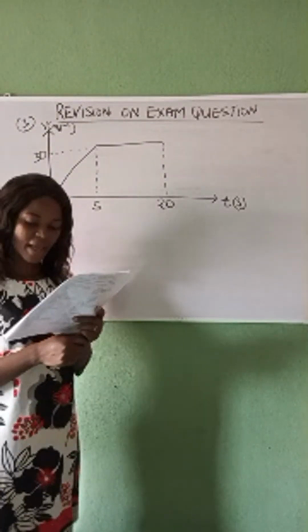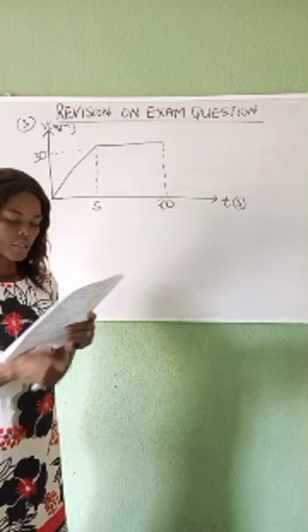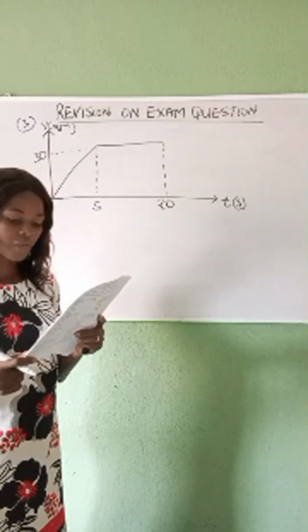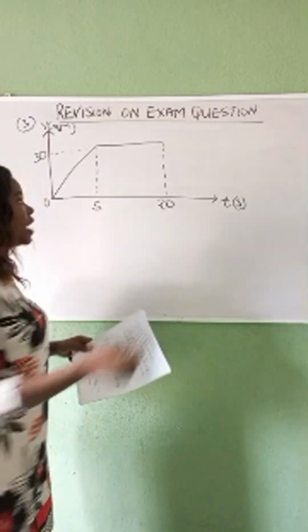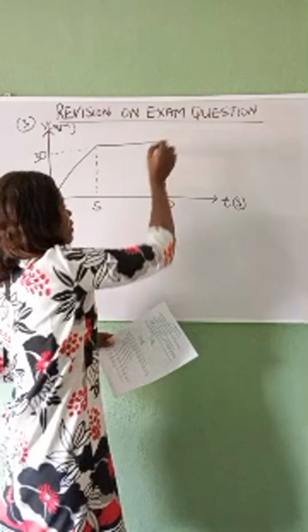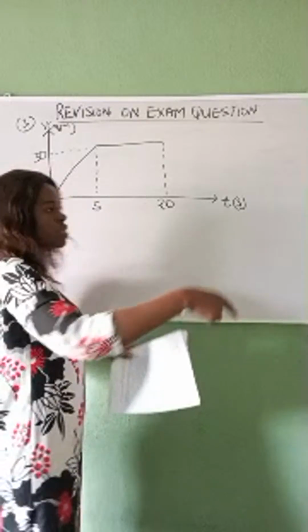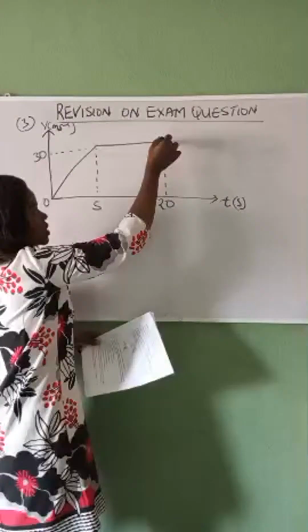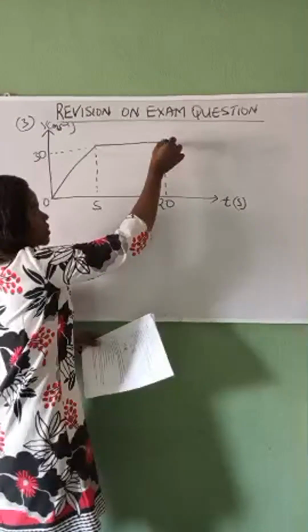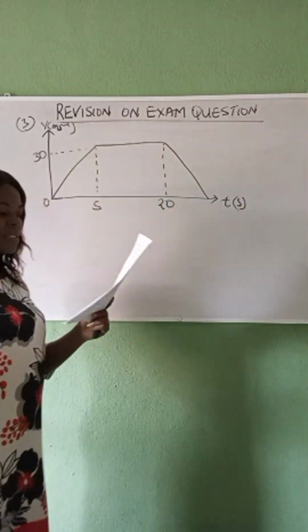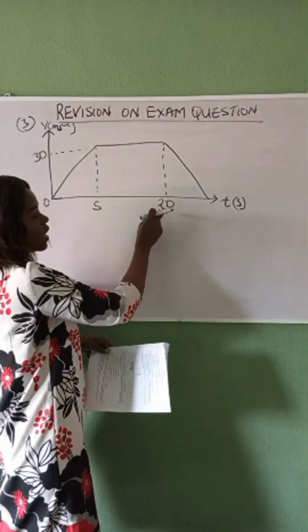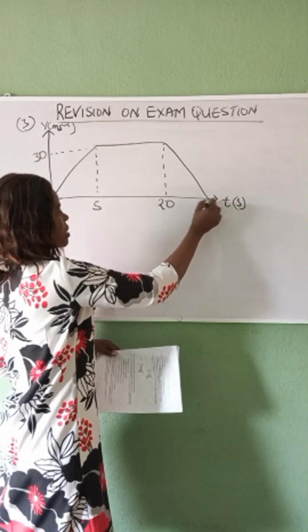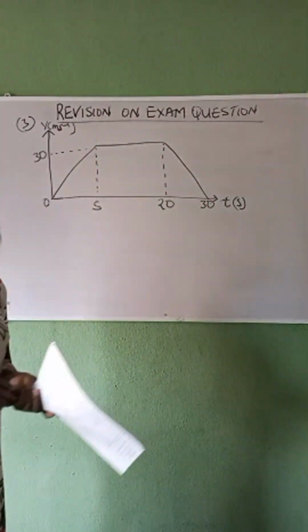It then travels with uniform velocity for 15 seconds before decelerating to rest in 10 seconds. Now it goes down to rest from here. Rest means going down to 0. In how many seconds? In 10 seconds. Now 10 plus 20 is going to give me 30. Do you understand this question now?